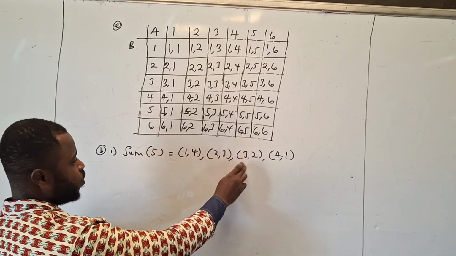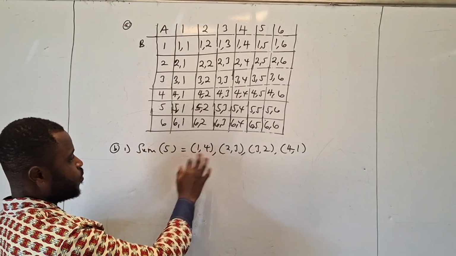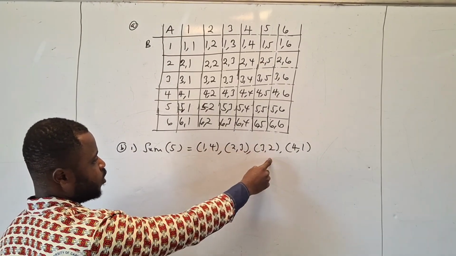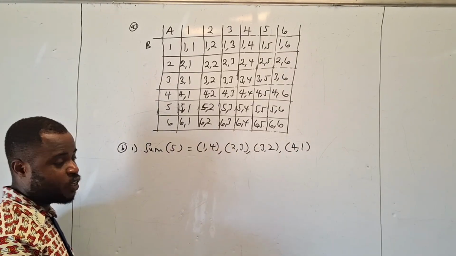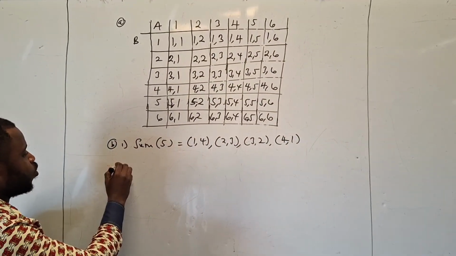So the pairs of numbers that, when you sum, you are going to get 5, you have 1, 4, 2, 3, 3, 2, 4, 1 from the table. 1 plus 4 is 5. 2 plus 3 is 5. 3 plus 2 is 5. 4 plus 1 is 5. So these are the numbers for which the sum is 5.